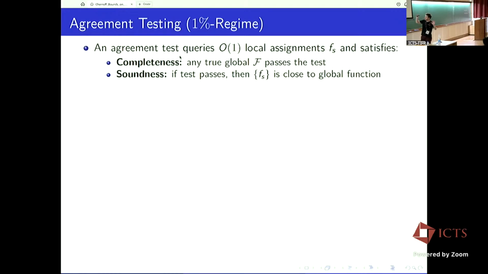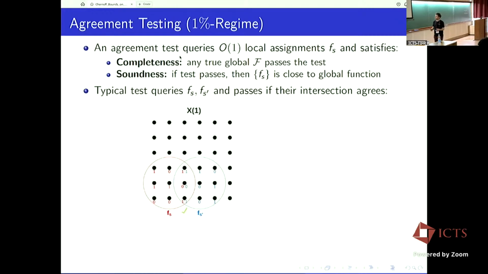Okay. So roughly speaking, an agreement test queries O(1) positions in my assignment, O(1) k-sets, and we'd like it to satisfy completeness, meaning if F is truly global, then my test should pass. And the converse, soundness: if the test passes, then F should indeed be close to a global function in some way.